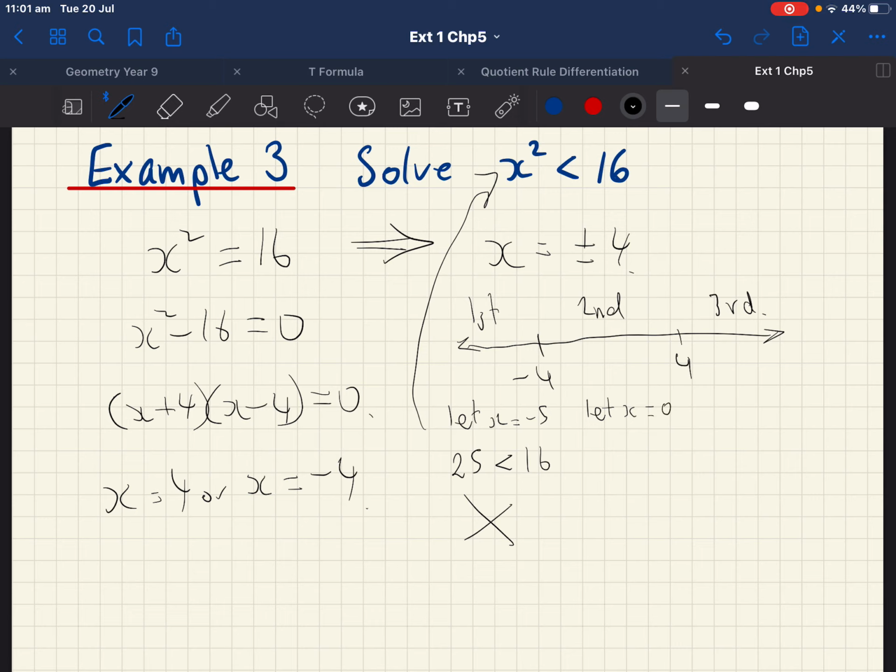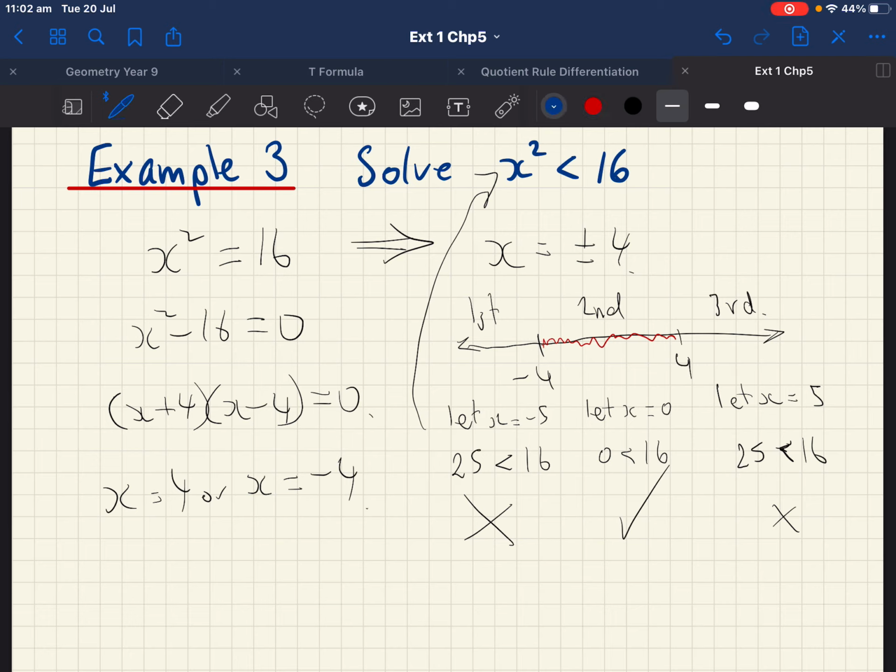So plugging 0 into our inequation, we end up with 0 squared is less than 16. Is 0 less than 16? Yes. This second region ended up holding true. So this is part of our solutions, that whole region from -4 to 4, and testing the third region is going to fail. Let's pick a value, let's say 5 for example, and you end up with a similar situation of 25 is less than 16, which is just not true. So using those critical values, we have determined that it is this middle region which is part of our solution.